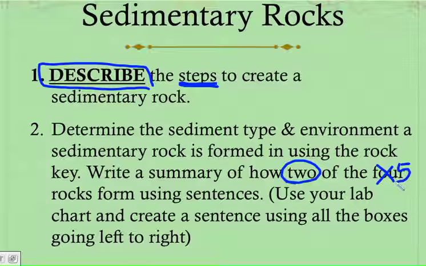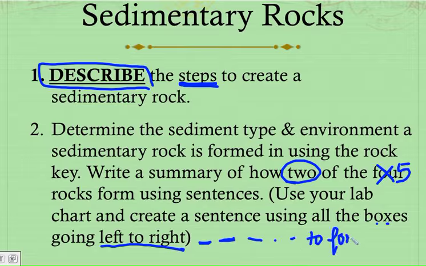And again, using your lab chart, make a sentence using all the boxes and just read from left to right. So tell me, starting with what sediments, go then into the environment. So sand in a beach environment goes through deposition, compaction, cementation to form, and then end with the rock type. And again, do that for 2 of the 5 that you viewed in the lab.